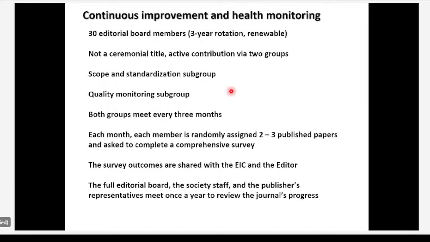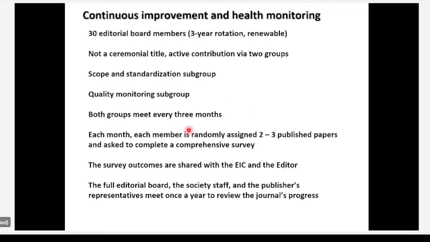One group is called Scope and Standardization subgroup, and the other is Quality Monitoring subgroup. So the 30 people have 15 in each group, and both groups meet online every 3 months. Each month, each member of these teams is assigned 2 to 3 published papers, and they are asked to evaluate those papers. The paper is already published, and now these people are evaluating it. What should have been done? What needs to be done to improve? That kind of feedback is very critical. And then these teams provide their outcomes to me and Bill Frazier, and then we make a decision on how we should move forward with that data.